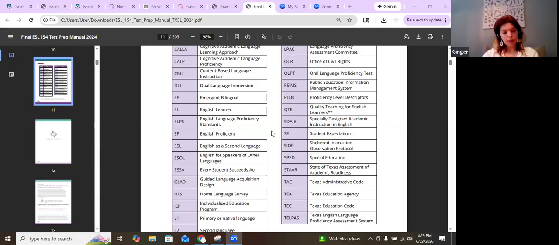Content-based instruction. Very much the same. Content-based instruction, a type of ESL program in which EL students are placed in a content area class, science, social studies, literature, math, reading, taught by an ESL certified teacher. Instruction is in English, but with appropriate accommodations to address the linguistic and cognitive needs of the EL student. So that's an ESL teacher teaching subjects, specific content.